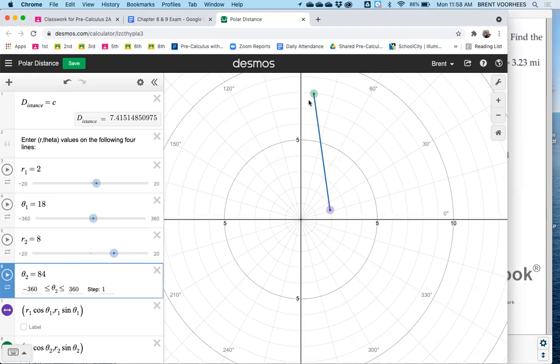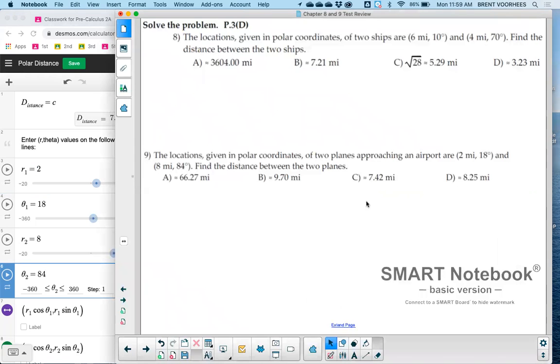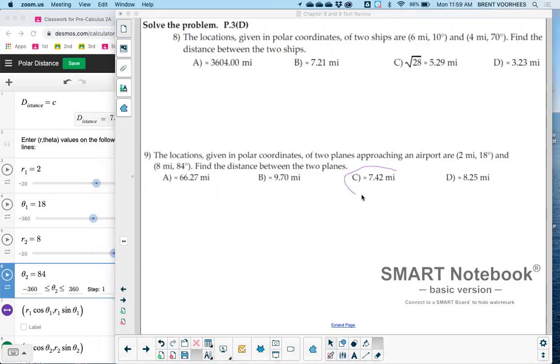The blue represents the distance between them, which is 7.4. This will round up to 7.42, so the answer would be C. So those are the 3 types of questions you might have on this test.